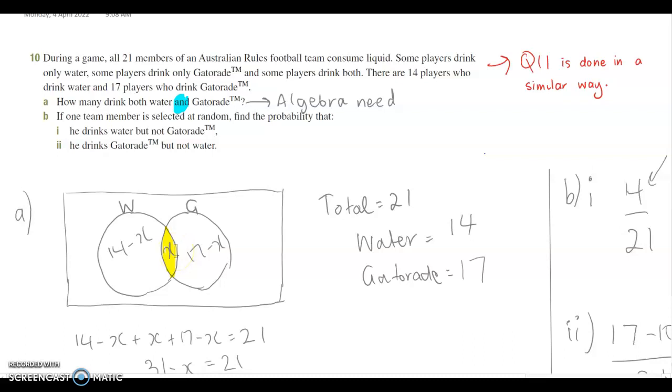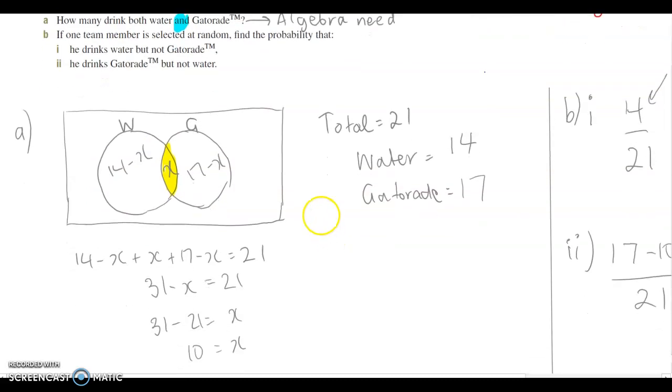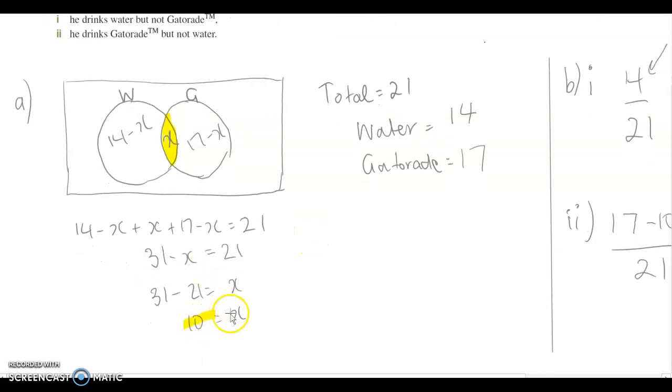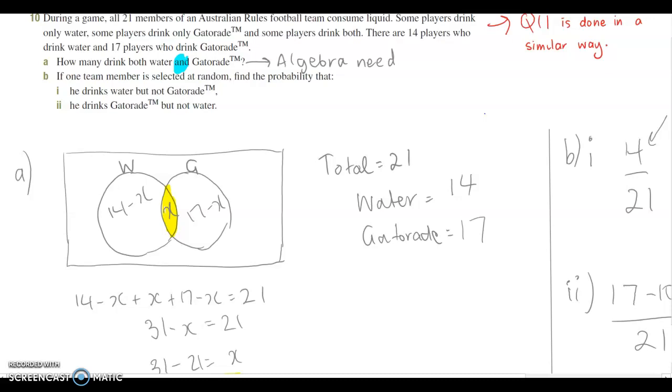So we need to figure out how we might come up with an algorithm to get that to work. So algebra is needed. What I've done is I've allocated X for that intersection. And I know how many drink water, and that's going to be 14. But to figure out who drinks water alone, I need to have a 14 minus X in there. 17 drink Gatorade, but Gatorade alone would be 17 minus X. And all of that added together would be equal to 21. So I can make an equation for that, which tells me that 14 minus X plus 17 minus X must equal 21. So if I work through that, gathering like terms and getting our unknown on one side, I end up with X equal to 10. So you need to stop the video and have a little look through that. And that's our first one. How many drink both water and Gatorade?